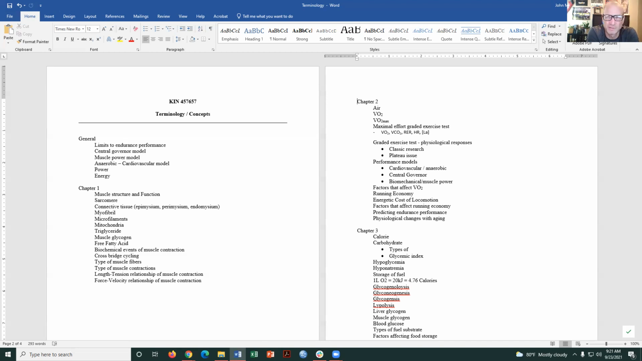And I talk about changes with aging in a pretty broad brush here. As we get older, it gets a little tougher to do these endurance performances, and I go through some of the reasons that Noakes covers regarding the influence of aging on endurance performance.